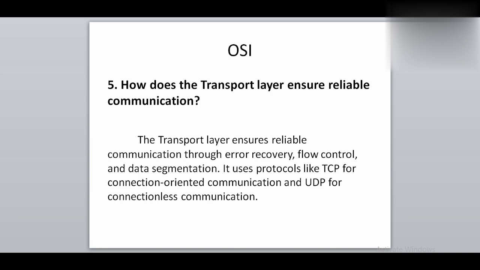And in the transport layer, there are protocols like TCP. TCP is connection oriented. We get 100% surety that data reaches the destination. But in UDP, there is no 100% surety that the data reaches the destination. But UDP is faster than TCP.